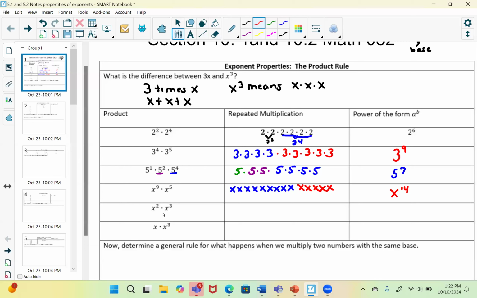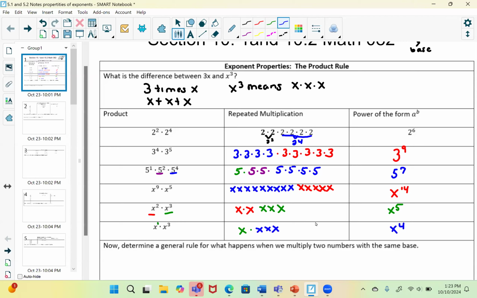Okay. And same thing here, x squared times x cubed. X squared is x times x. X cubed is x times x times x. If I count, I have 5 x's, so it's x to the 5th. Okay, and then this last one, I just have x, which is really like x to the first if we don't write it, times x cubed, x times x times x, and then we have x to the 4th.